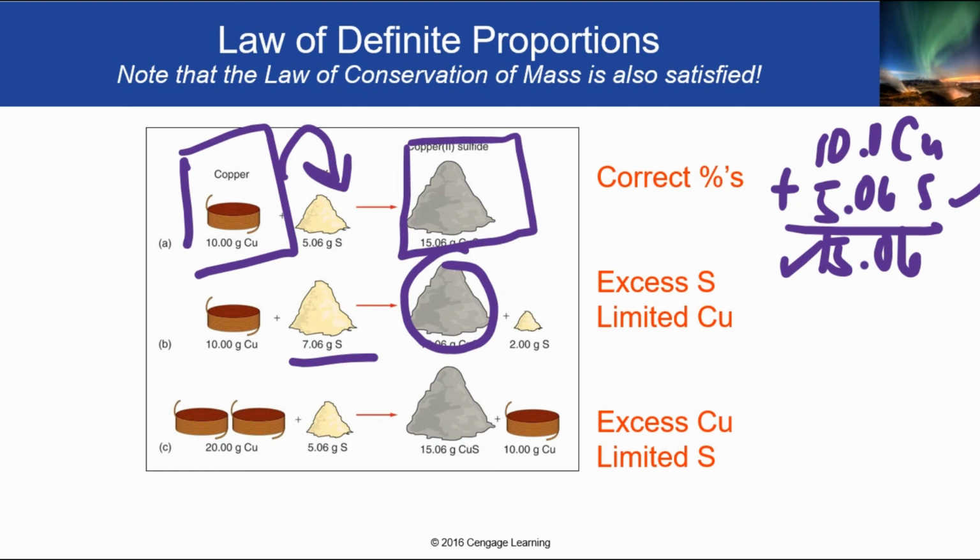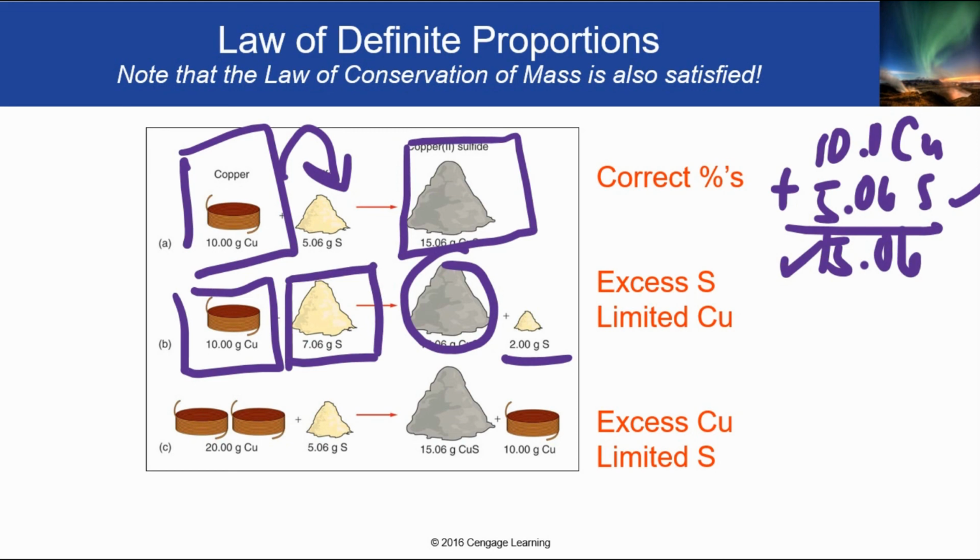Ang mangyayari lang, yung hindi magagamit, ay magiging excess siya. So, nakita natin dito, meron siya excess na 2 grams. Okay? So, ibig sabihin, dito sa reaction na to, sino yung limiting reagent? Sino yung excess reagent? Ang limiting reagent natin dito ay si copper. At ang excess reagent natin ay si sulfur.